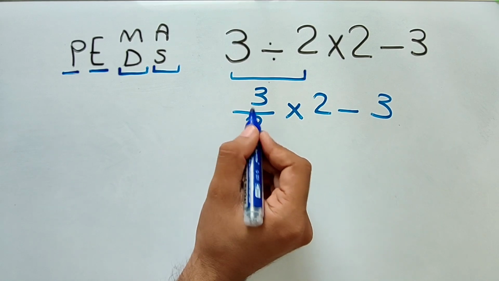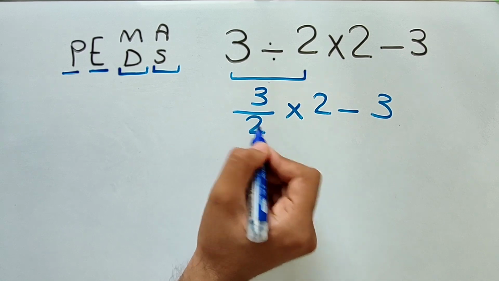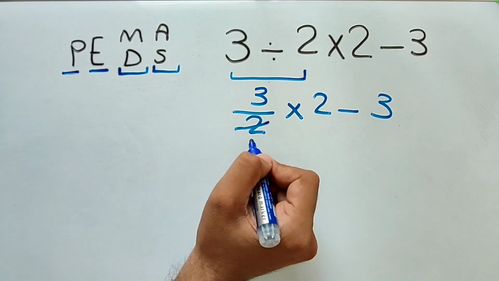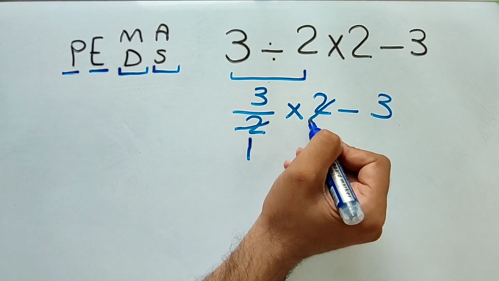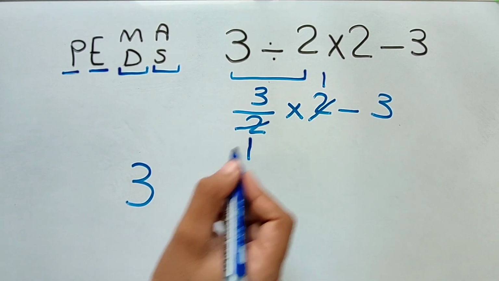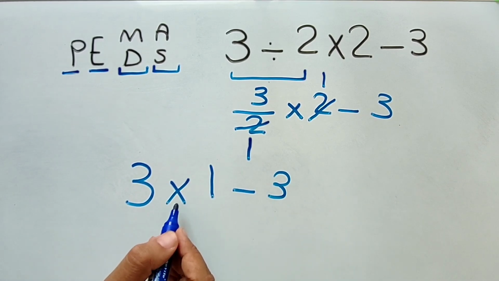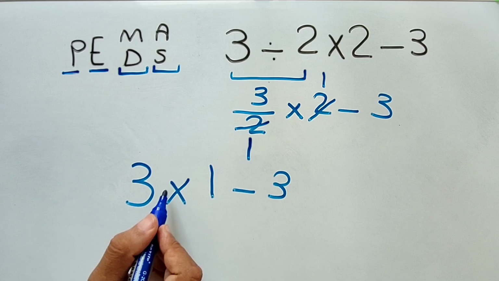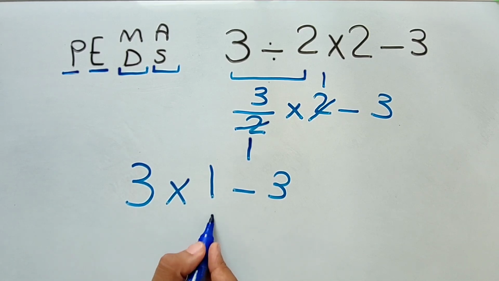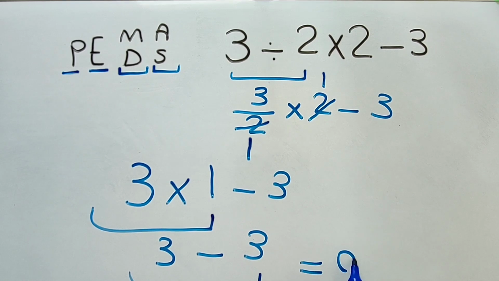So, we can simplify this expression. 2 divided by 2 is equal to 1, and 2 divided by 2 is equal to 1. Now we have 3 times 1 minus 3, and as we know, we have to solve this multiplication first. 3 times 1 is equal to 3, minus 3. 3 minus 3 is equal to 0. The final answer is 0.